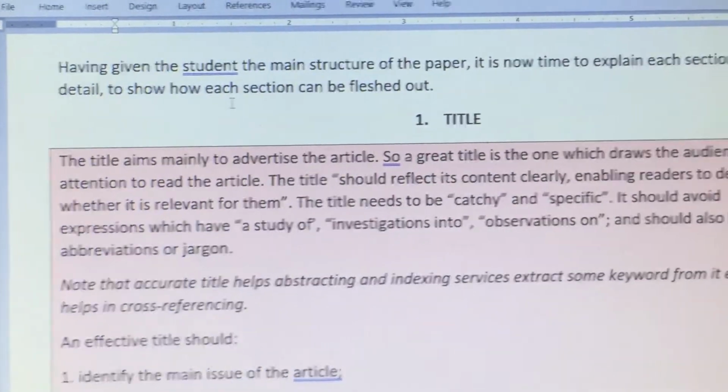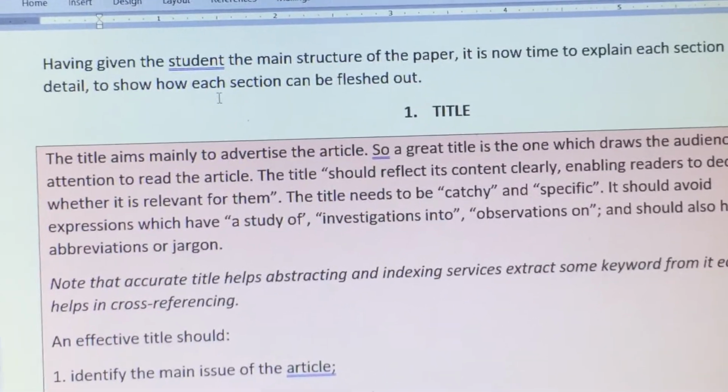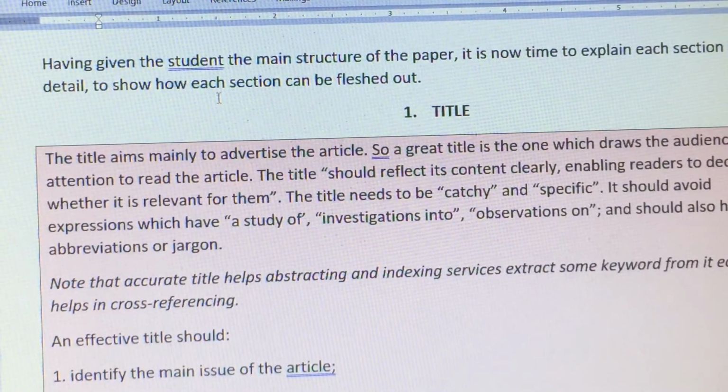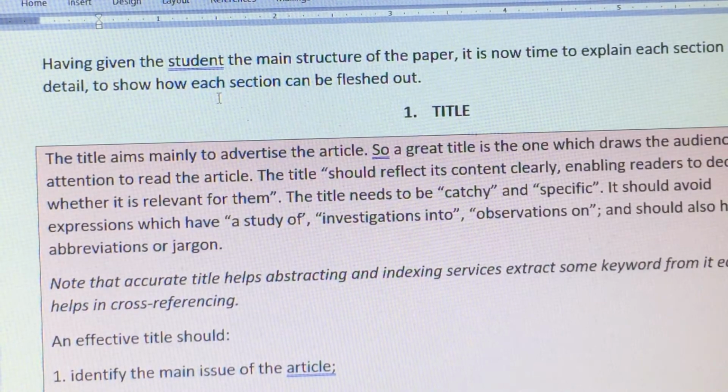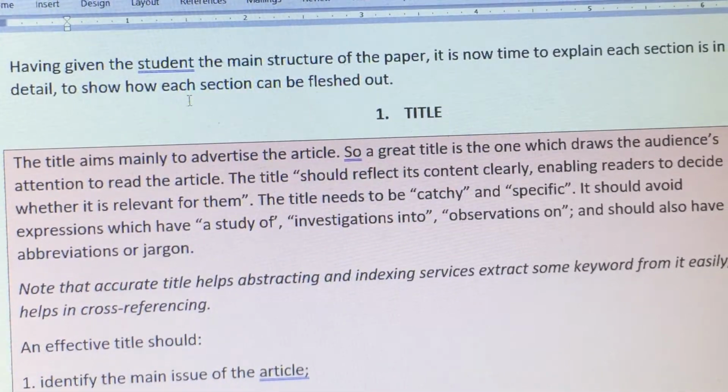For example, in an article, you need to look at the structure, which is mainly the title. The title aims mainly to advertise your article. In other words, if you want to advertise your article, you need to work on a good title that can make it very attractive and attract an audience.